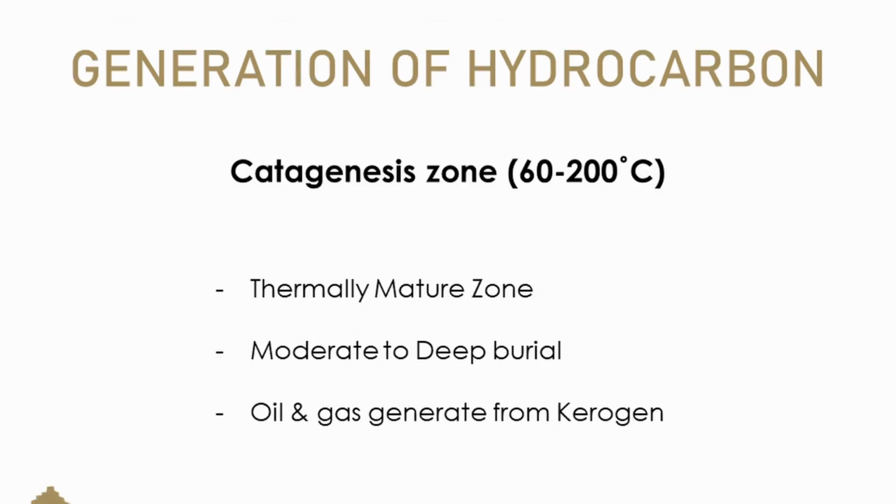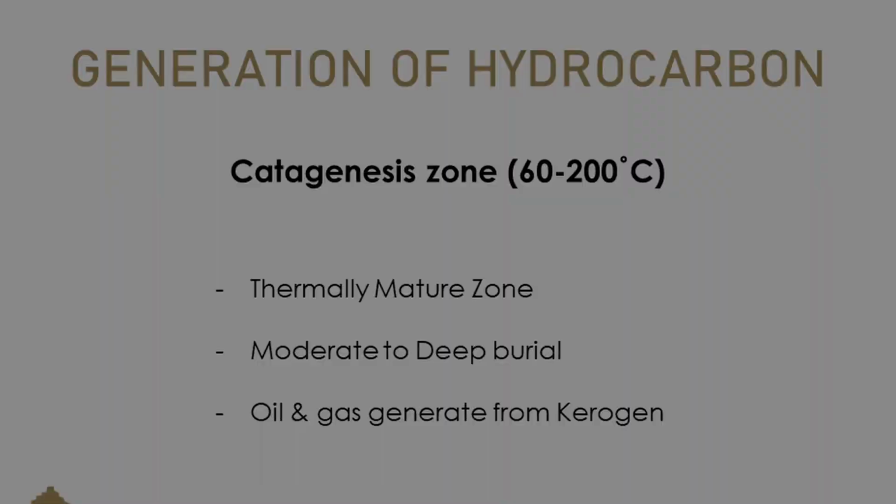Catagenesis zone lies between 60 degrees to 200 degrees Celsius temperature. It's a thermally mature zone and it has moderate to deep burial. Oil and gas generate from kerogen within this catagenesis zone.